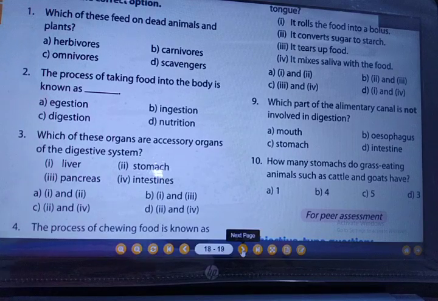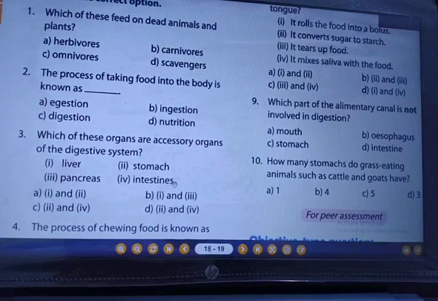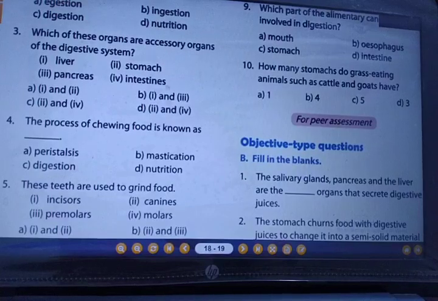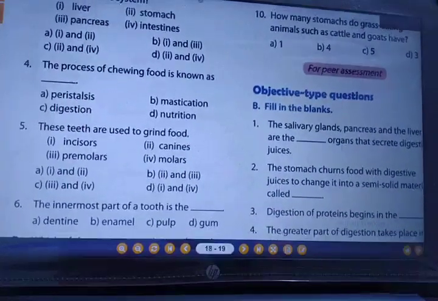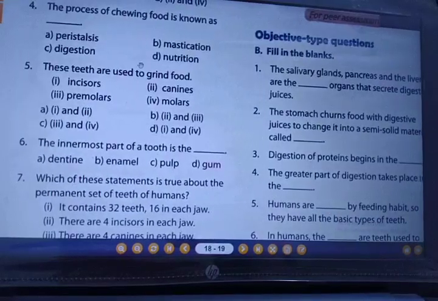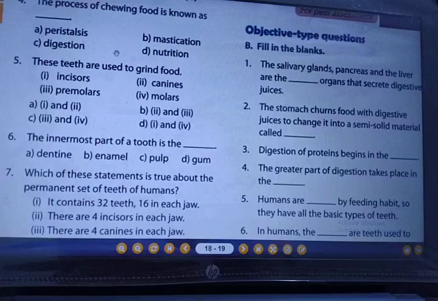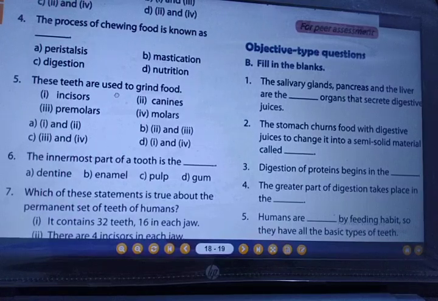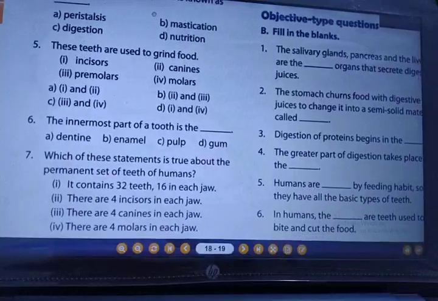Okay. Now we are moving towards the fourth question. You can see till third we have completed. Now there are fourth, fifth and sixth questions. Let us start from question number 4. The process of chewing food is known as what? Option A, peristalsis, B, mastication, C, digestion and D, nutrition. What will be the right answer? It's called mastication. The process of chewing food is called mastication. Option B is the right answer.